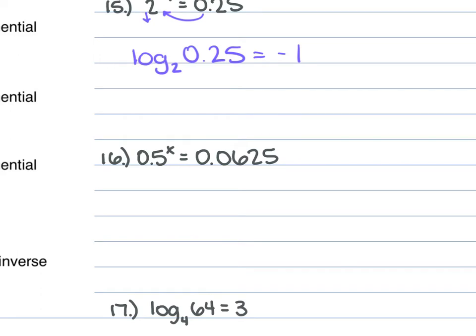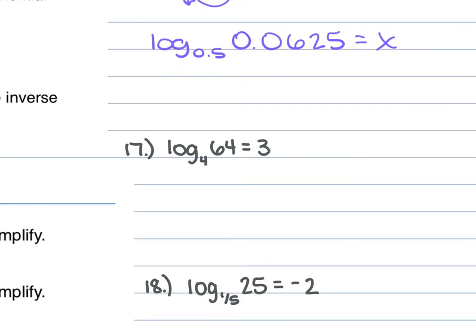For 16, we have 0.5, which is going to be our base, and then our x and our 0.0625 are going to switch places. So it's log 0.5 of 0.0625 is equal to x. Starting with 17, we're going from log form to exponential form. So this 4 is our base. It's going to stay our base. So it's 4 to what power is the 64? That 3 and that 64 are going to move counterclockwise, and it's going to be 4 to the third power is 64.